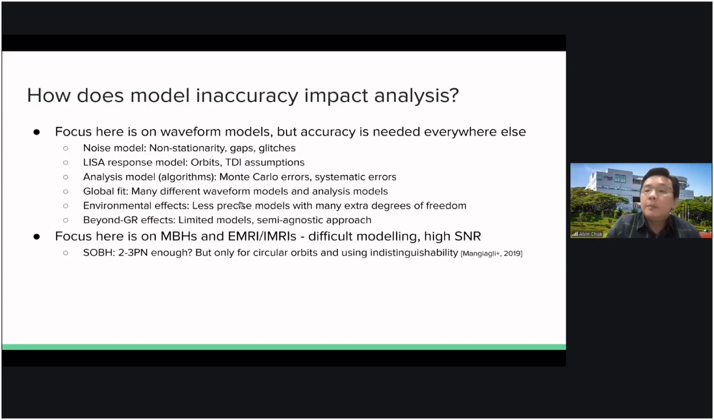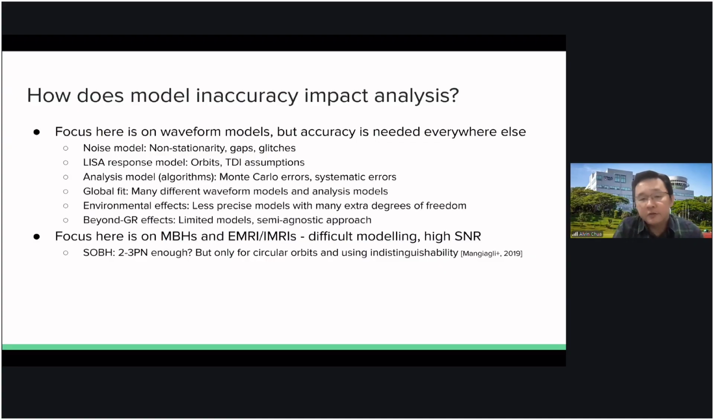All right, so before I do a quick review of the work that's been done on waveform accuracy, a few more words. So far, I've been focusing only on waveform models, describing sources purely using general relativity, and also these are isolated sources. However, accuracy is kind of important everywhere else in the analysis, as you will see here.